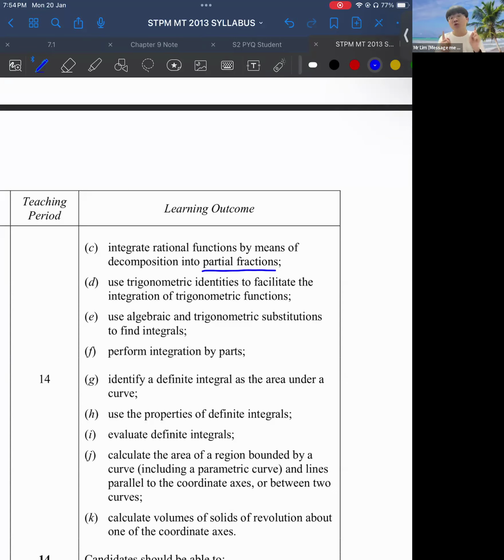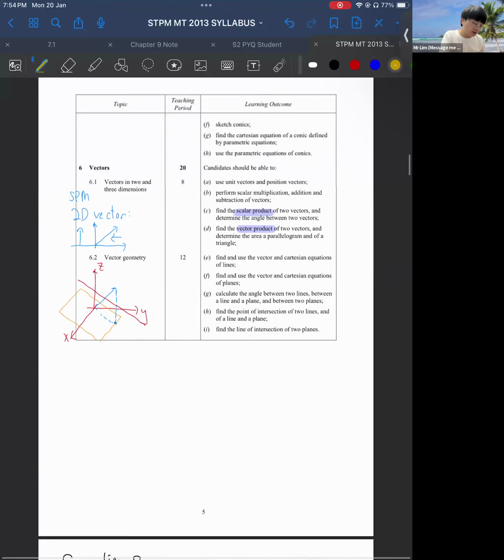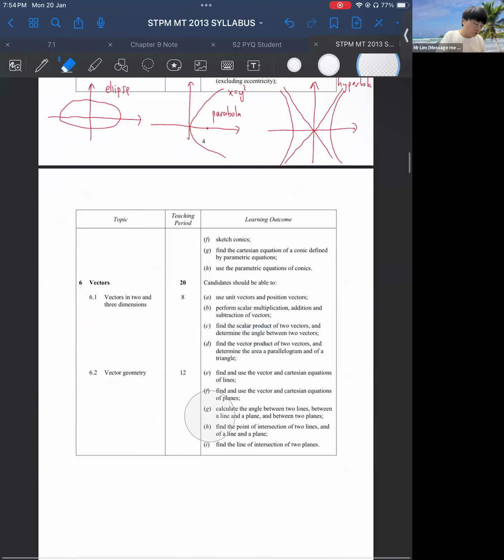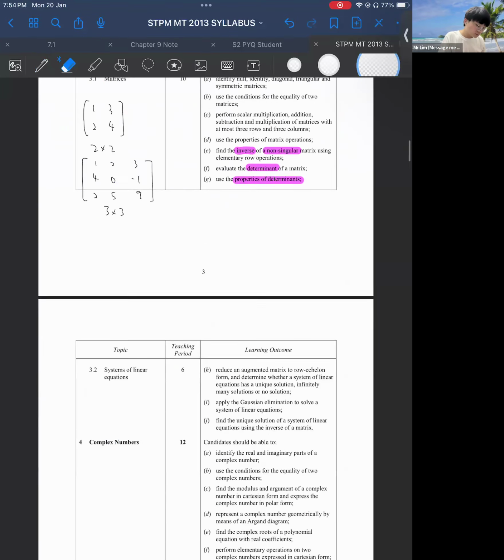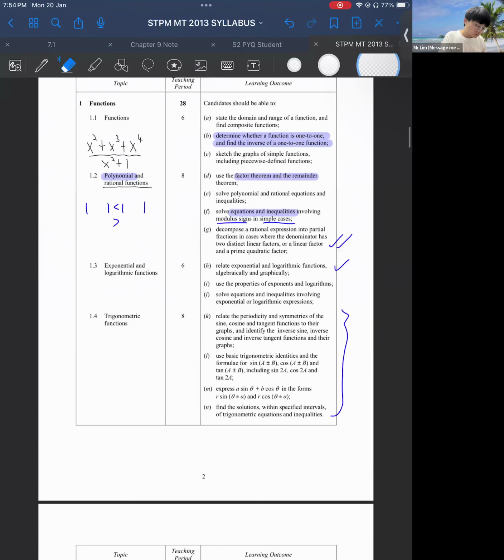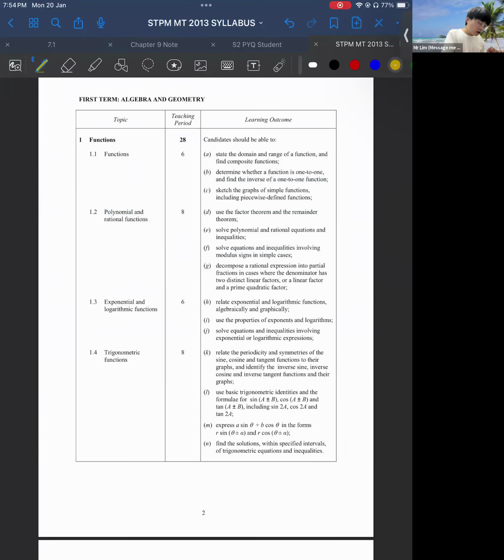What kind of SEM 1 things do you need to know in your SEM 2? Let me tell you roughly. Let me go back to the SEM 1 syllabus, and then let me tell you what kind of things you need to bring into your SEM 2. First of all, in your chapter 1, everything in your chapter 1, SEM 1, you need to know, bring into your SEM 2, including graph sketching, including solving equations, including solving inequalities. So basically everything.